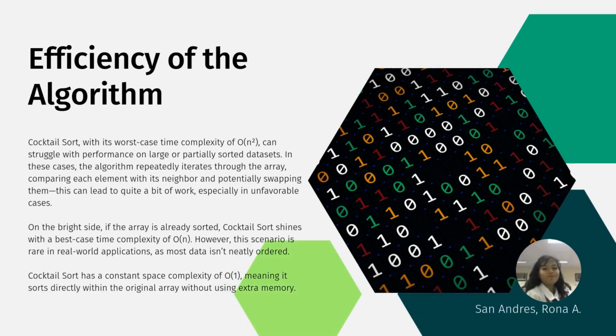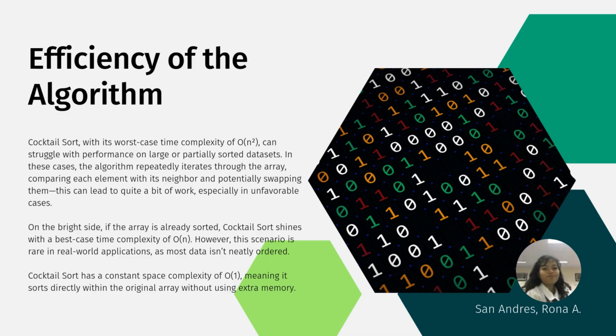The efficiency of the cocktail sort algorithm: it generally has a worst case time complexity of O(n squared), which means that it can be slow for large datasets or datasets that are already partially sorted. Its algorithm iterates through the array multiple times, and in the worst case, each iteration involves comparing every element to its neighbor and possibly swapping them.